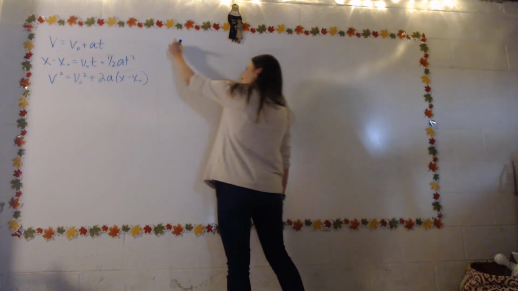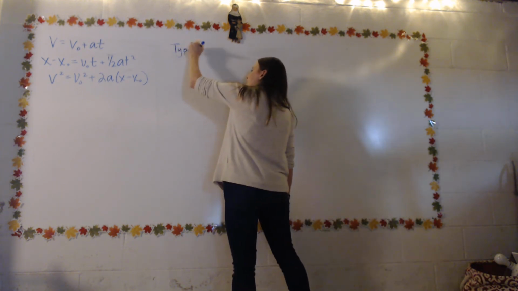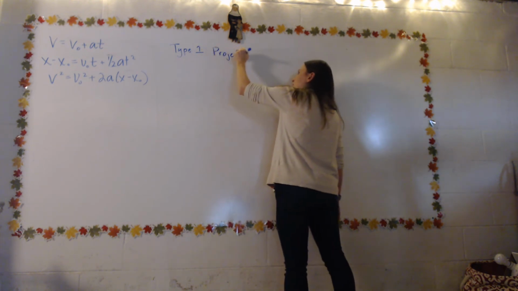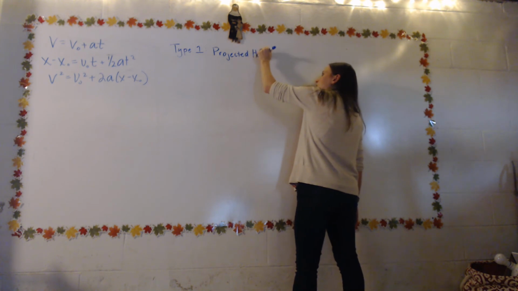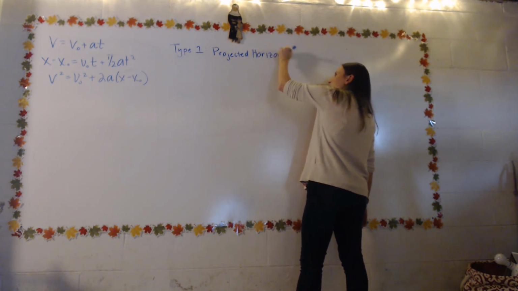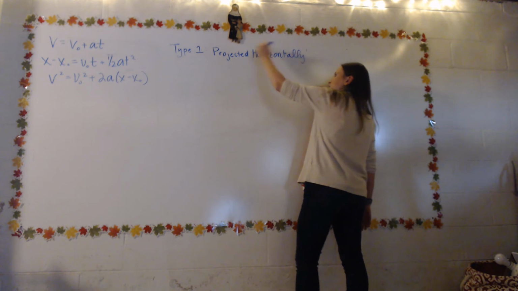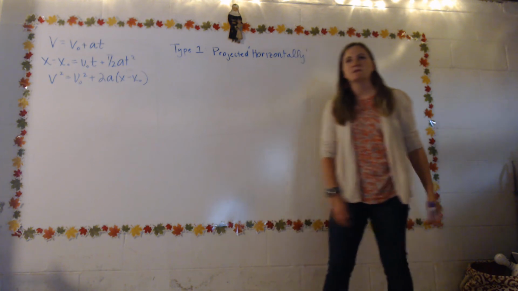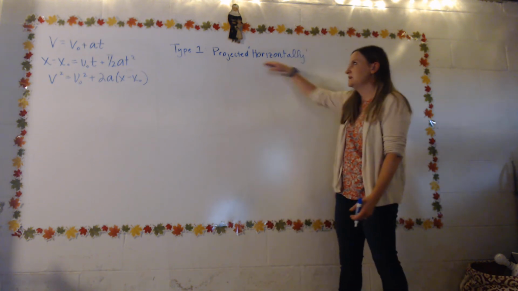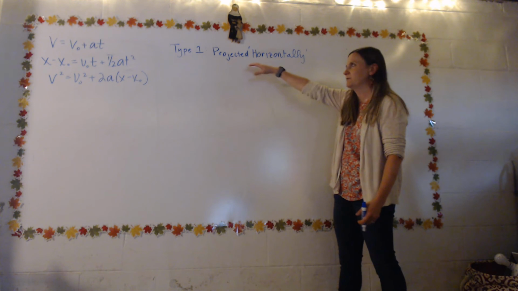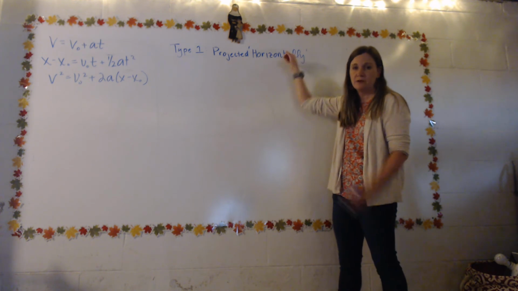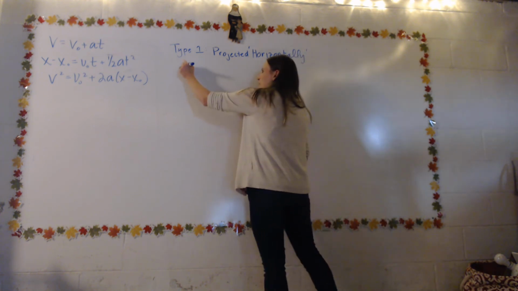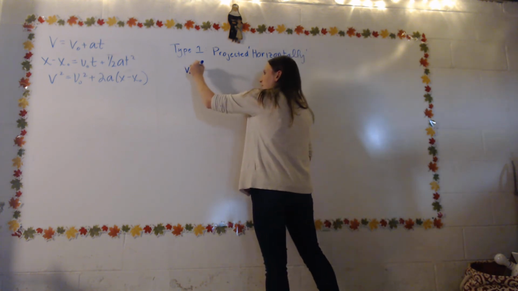Okay, so a type 1 problem is one that is projected horizontally. And you're actually going to see that word horizontally, or something is fired horizontally, something runs horizontally, something is kicked horizontally. So you see that word in almost every single problem that is a type 1. So that's a big clue. So what do I mean by horizontally? I mean that the initial velocity is all in x.